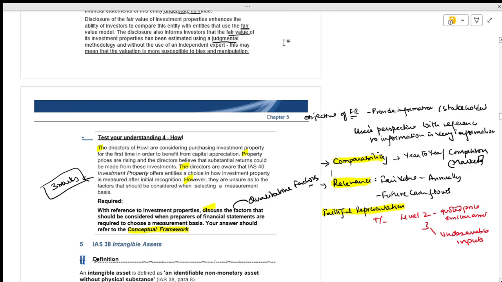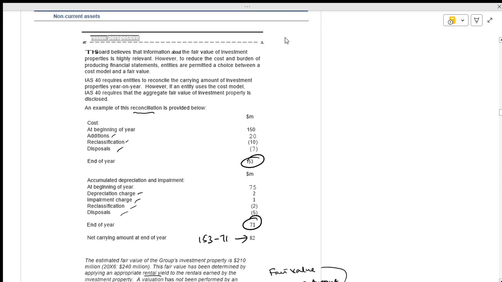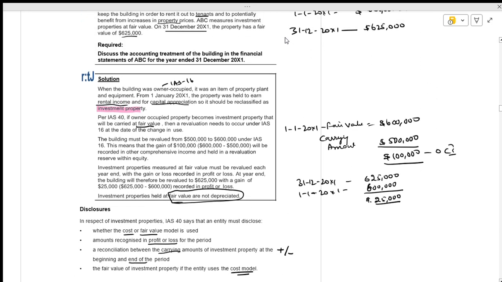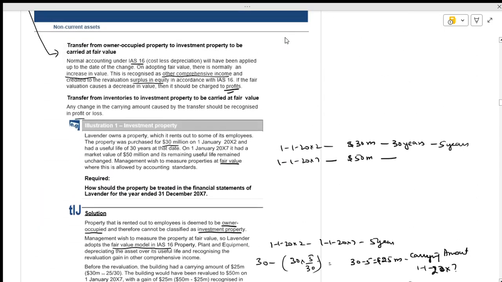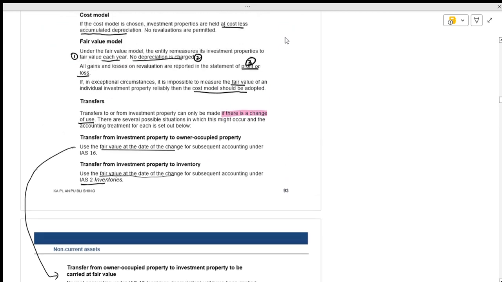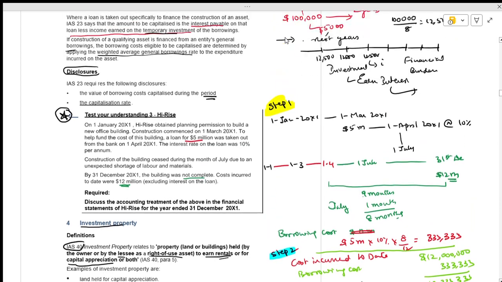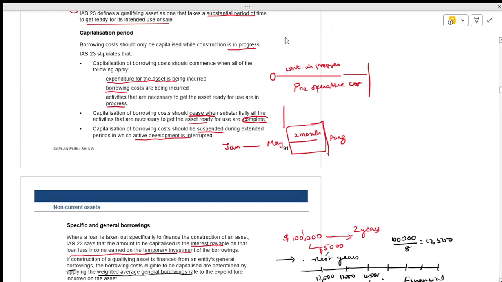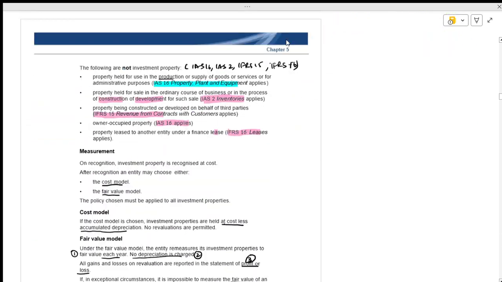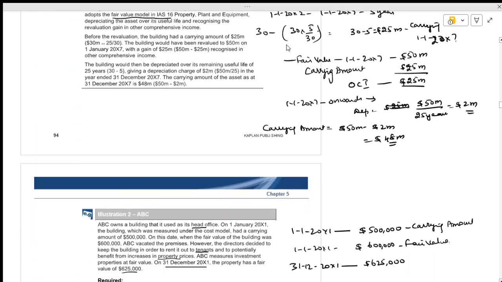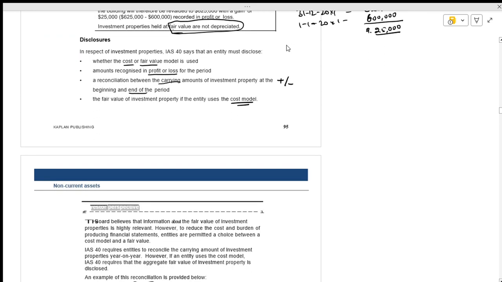Here you can write some more things as per your requirements. What we are doing is talking in terms of the Conceptual Framework. Now, what we have done is IAS 23 borrowing costs, and we have done IAS 40 investment property.